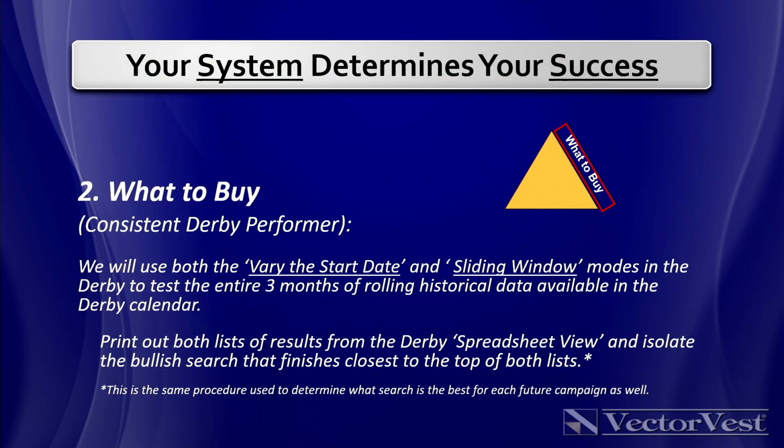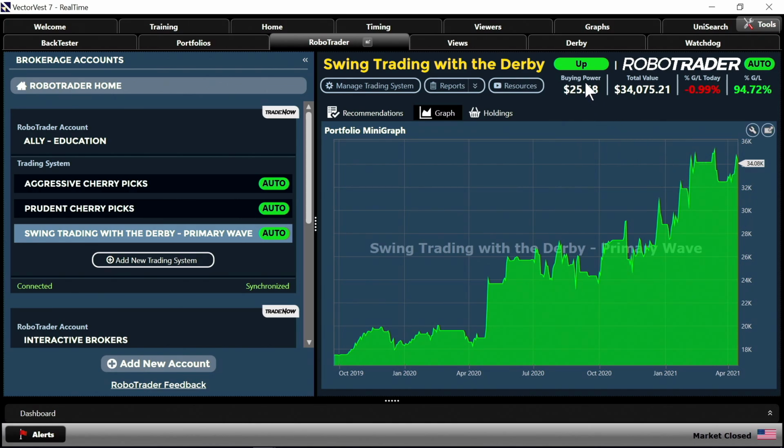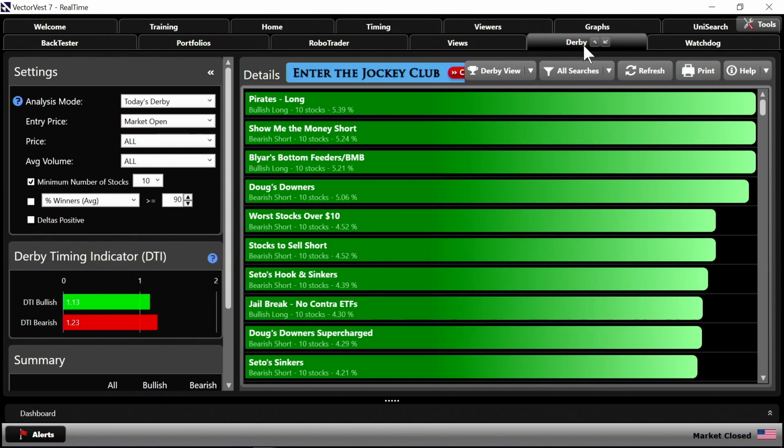So we've got 2 modes listed. We're going to look at one called Vary the Start Date. We're going to look at another one called Sliding Window. All right, and so what I'm going to do is roll over to the Derby now and show you what all these words mean without you having to read through that and try to figure it out on your own. So I'm going to go back over to VectorVest, and I'm going to come to this tool here called the Derby.